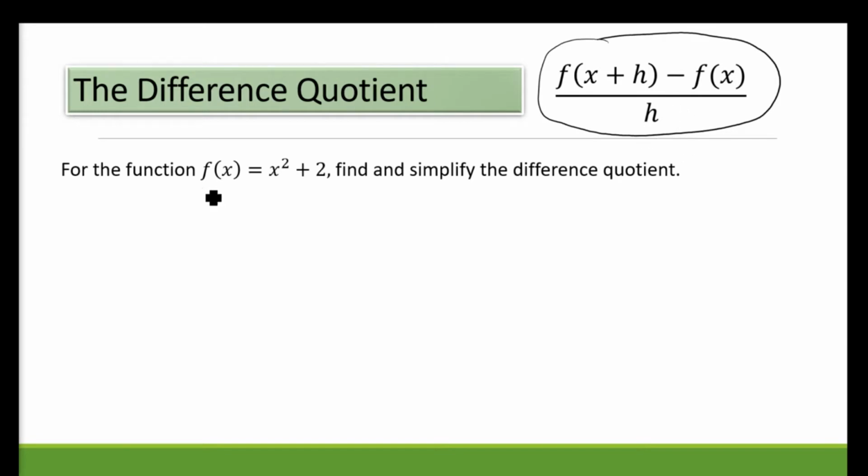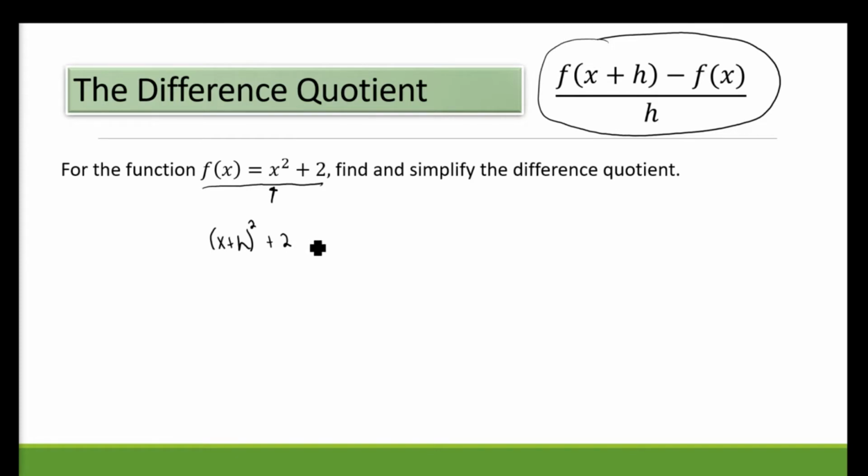So if I am given the function f of x equals x squared plus 2, and I want to find and simplify the difference quotient, then I need to find f of x plus h, which remember is just my function with x plus h plugged in. So in this case, I'd have to plug in an x plus h everywhere I see an x in my function. So we would have x plus h squared plus 2. So that's the f of x plus h part of the difference quotient.